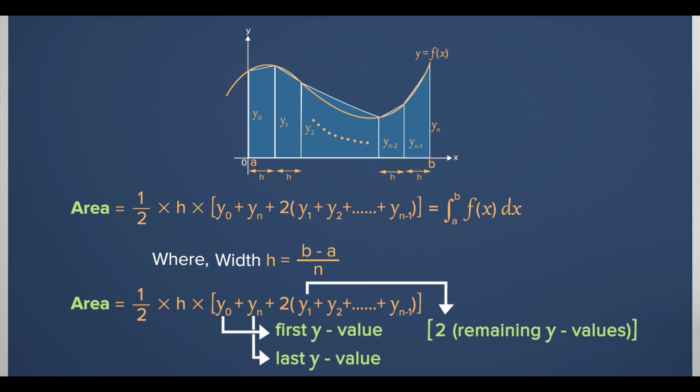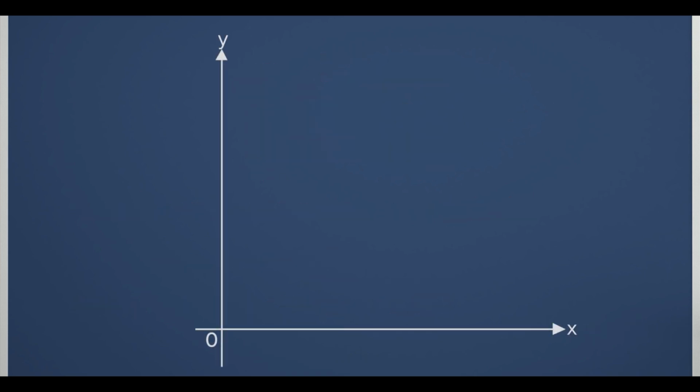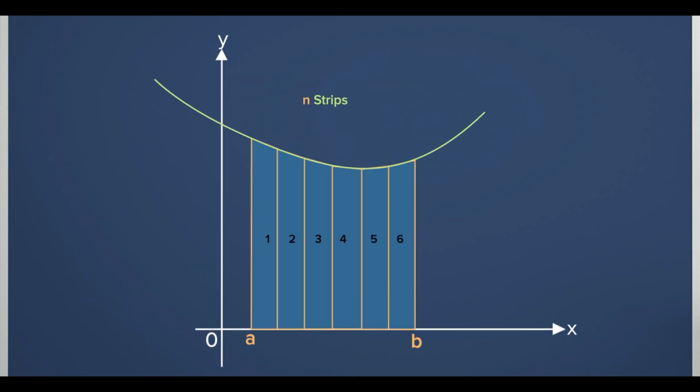Also, in general, if there are n trapeziums or strips, there will be n plus 1 ordinates. For example, if there are 6 strips, then there will be 7 vertical lines or y values, which we term as ordinate.